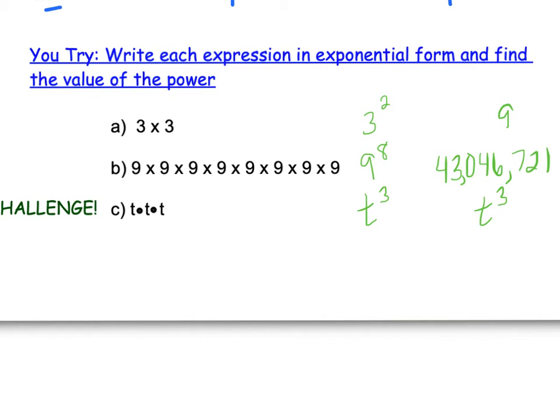And then when you have a repeated multiplication of an unknown value or a variable, you just write how many times that's multiplied by itself, which is t cubed. And if you're asked to find the value, well, you can't, because we don't know what t is right now, so we would still write t cubed.